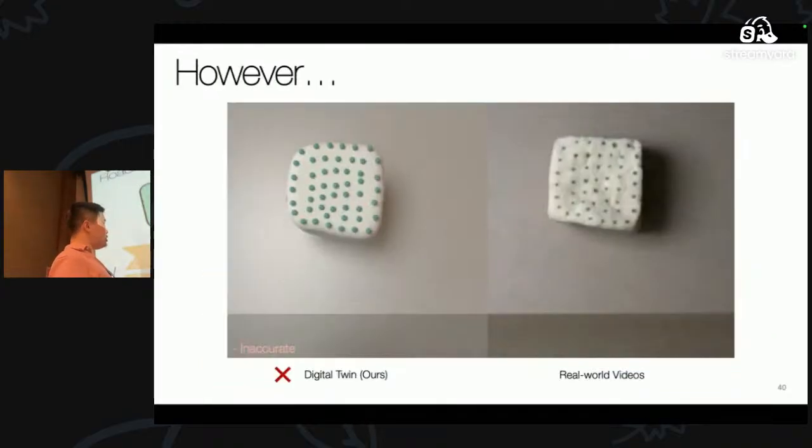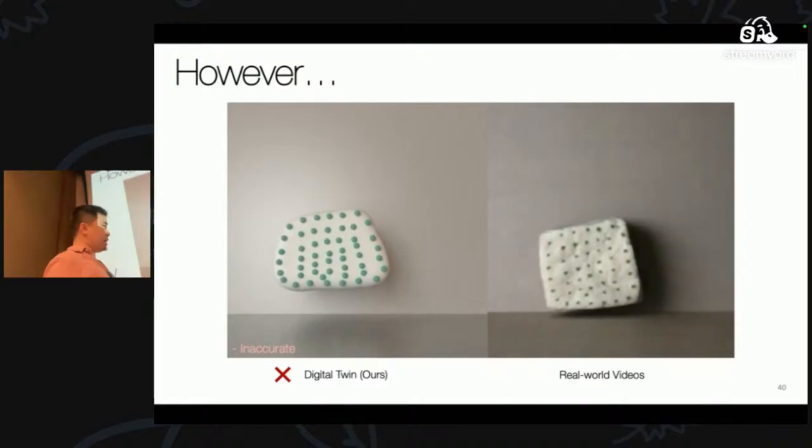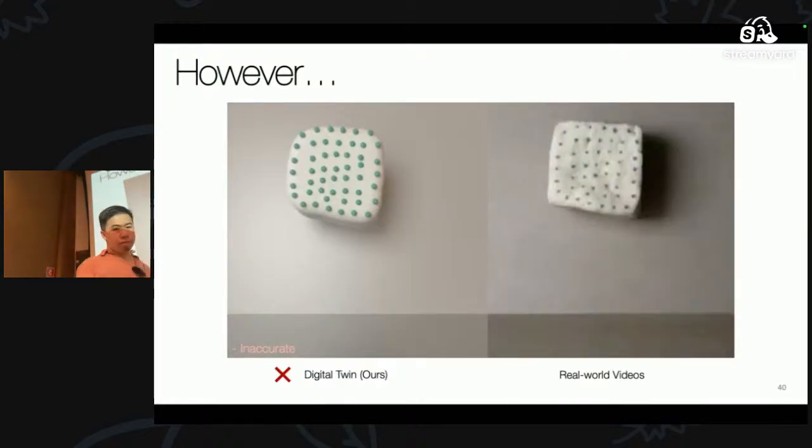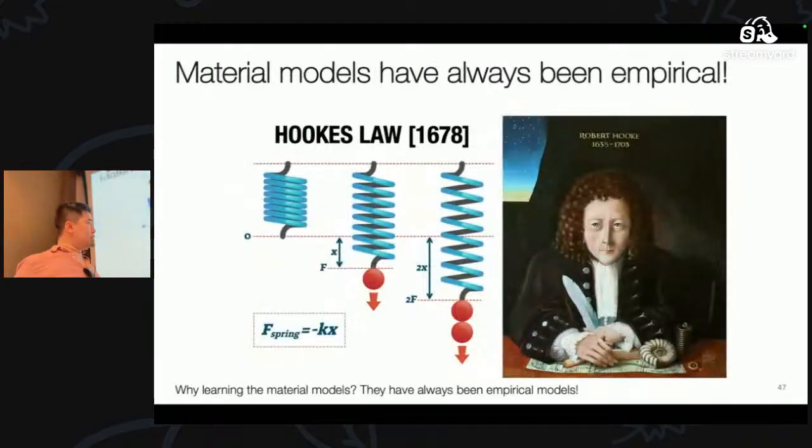in this case, we're really trying to match real world behavior. This is like the dough used to make pasta. We're just dropping it, and here we realize it's kind of difficult to match it.